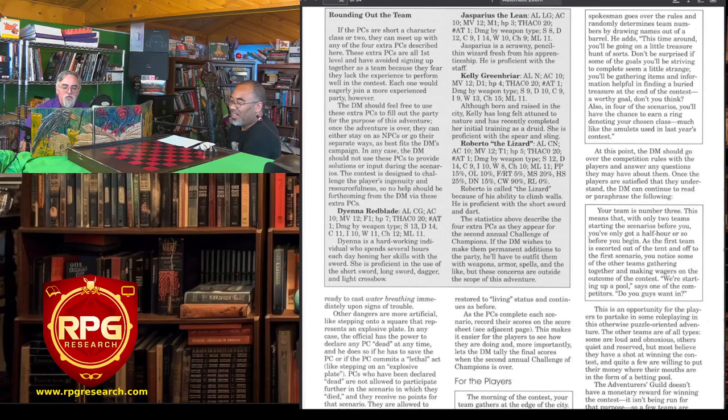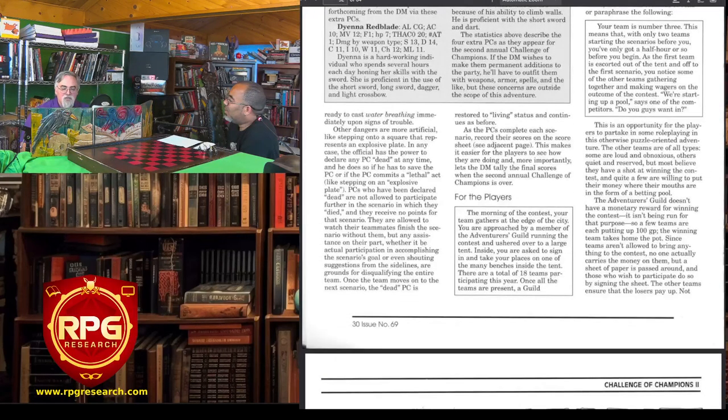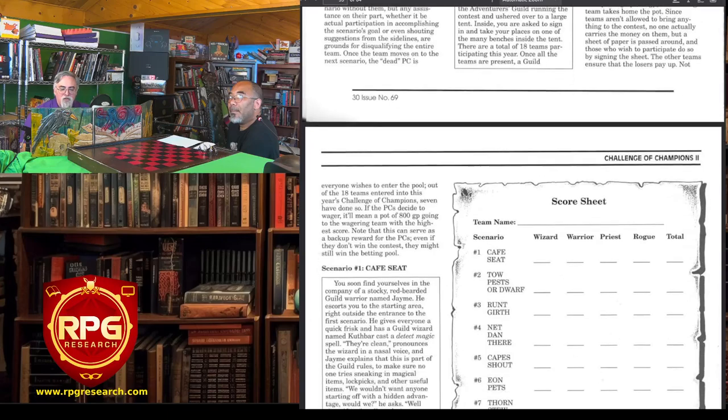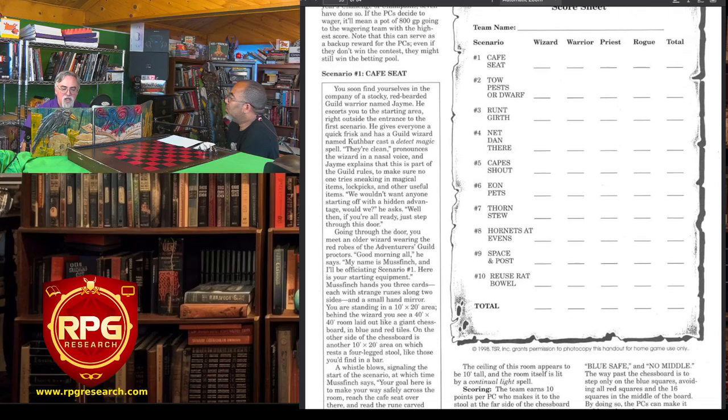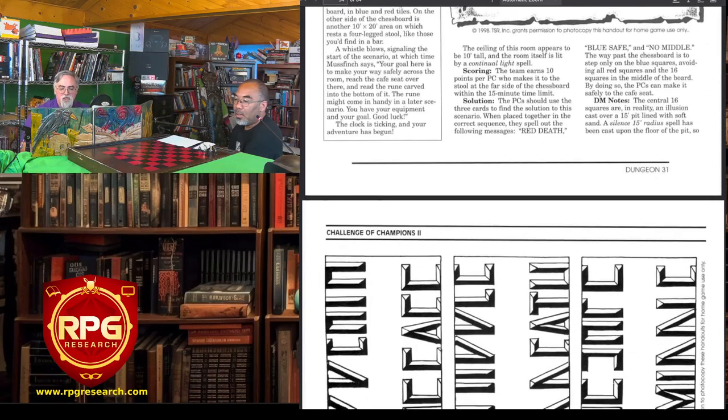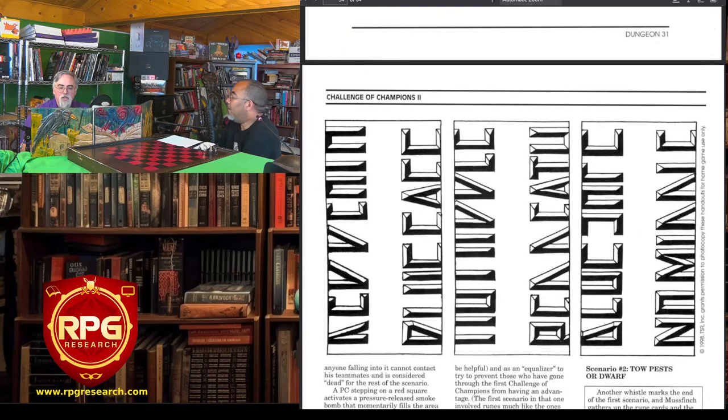All right. The morning of the contest, your team gathers at the edge of the city. You're approached by a member of the Adventurers Guild running the contest, who ushers you over to a large tent. Inside, you're asked to sign in and take your places at one of the many benches inside the tent. There's a total of 18 teams presented this year, and we're looking for the guild.